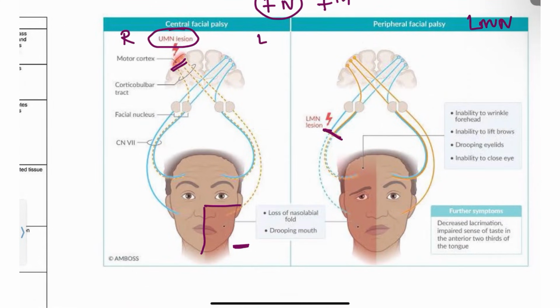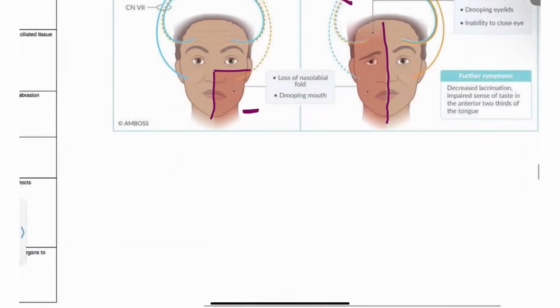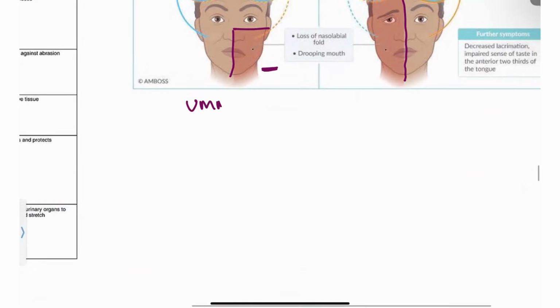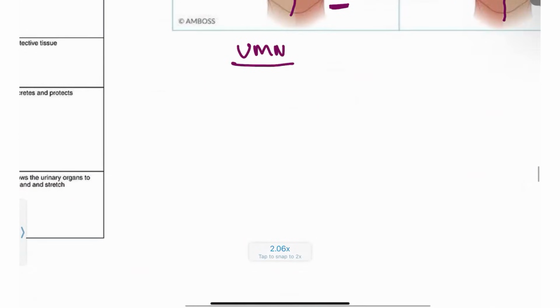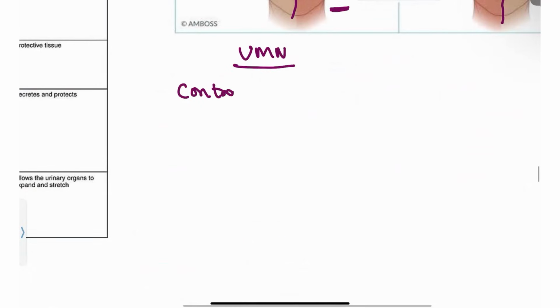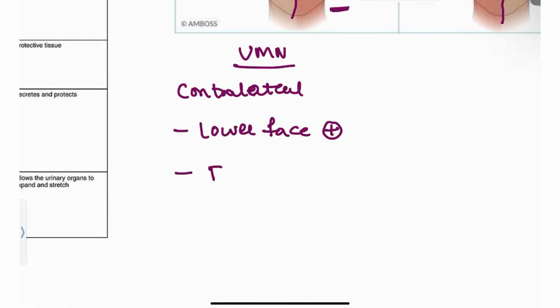If there is damage on the same side, the whole face, the whole one side of the face, will be involved here. Okay, so let's see the difference. In an upper motor neuron lesion, it will be contralateral. Okay, contralateral. And what happens? There will be sparing: only the lower face is involved, and the forehead is spared here. The difference is the forehead is spared here.